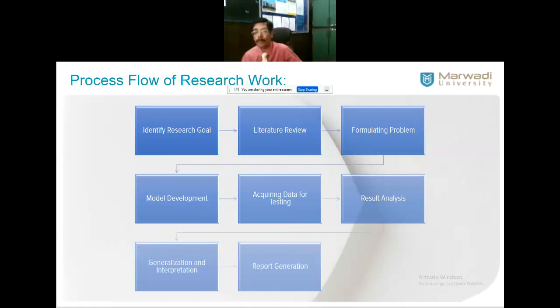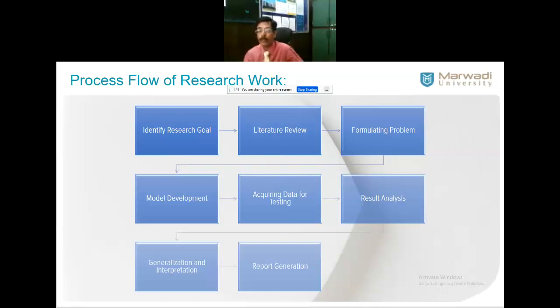Second step, you need to do a literature review. Without a literature review, you cannot arbitrarily choose some problem and work on it. From the literature only, the guide and the student jointly pick up some problem. So the literature review tells you the current state of the art in the research, what's happening recently, who has done what, and how they have contributed to the problem. All those things are to be studied.